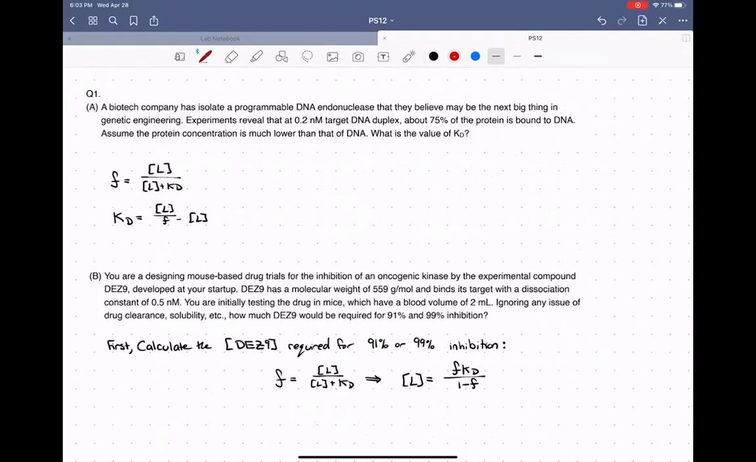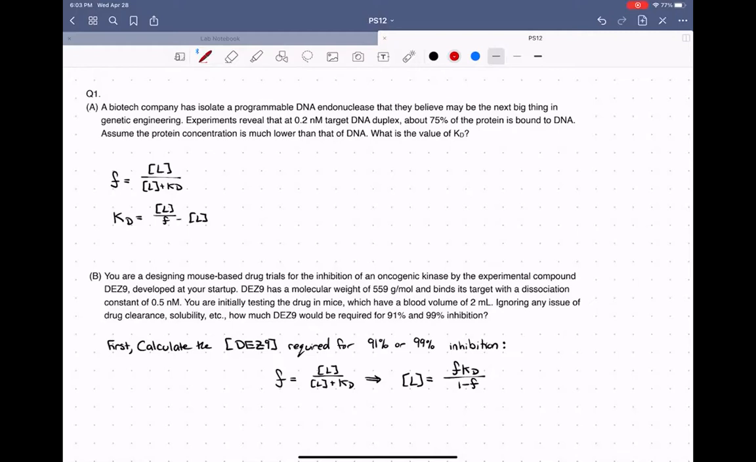Okay, question one is telling us that a biotech company has isolated a programmable DNA endonuclease they believe may be the next big thing. Experiments reveal that at a 0.2 nanomolar target DNA duplex, about 75% of the protein is bound to DNA. Assume that the protein concentration is much lower than that of DNA. What is the value of KD?